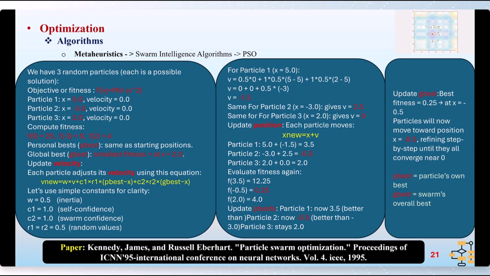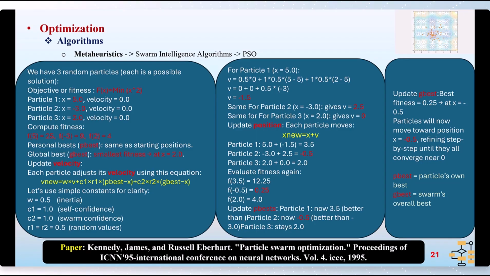Here we can see an example of particle swarm optimization. Again, the objective function is to minimize f(x), which is x to the power of 2, just like the algorithm. Now we have 3 particles here. We are going to compute the fitness for each of them. Now we have to compute the personal best, or p best, and global best, or g best. So for the p best, we are going to consider the same as the starting positions. But for the g best, we are going to consider the smallest fitness, which is at x equal to 2.